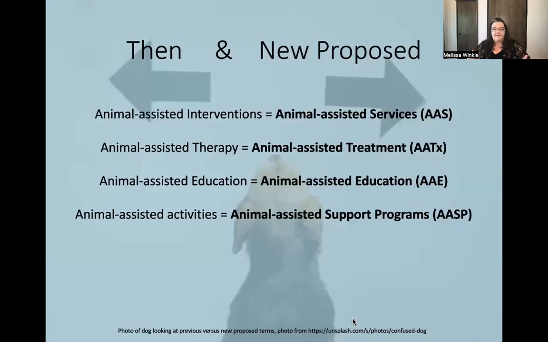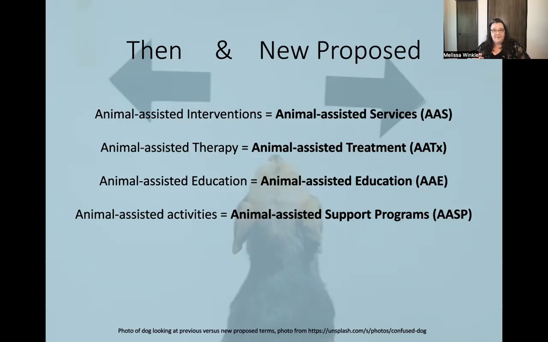So let's take a look at them side by side and compare. Before, we had the global term of animal-assisted interventions, and now the big global categorical term would be animal-assisted services. Then there are the subcategories. Animal-assisted therapy becomes animal-assisted treatment. Animal-assisted education stays animal-assisted education. And animal-assisted activities takes on the new name of animal-assisted support programs. Again, these are to better explain the job that a person and an animal are doing. It also helps the person who is participating in services, or their caregivers, understand the role of the person and the dog or the horse or the rabbit that they are participating with.